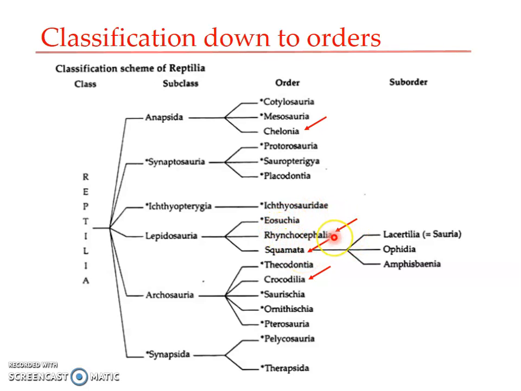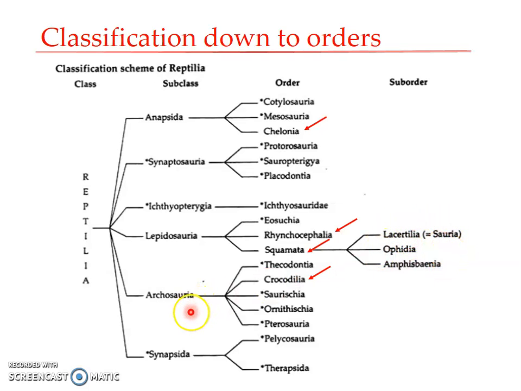Rhynchocephalia is considered to be a living fossil because it has not undergone any changes during its evolution till today, and hence it shows highly primitive characters. There is only one living genus, namely Sphenodon, which is found in New Zealand. And Squamata includes Lacertilia, that is lizards, and Ophidia, that is the snakes.